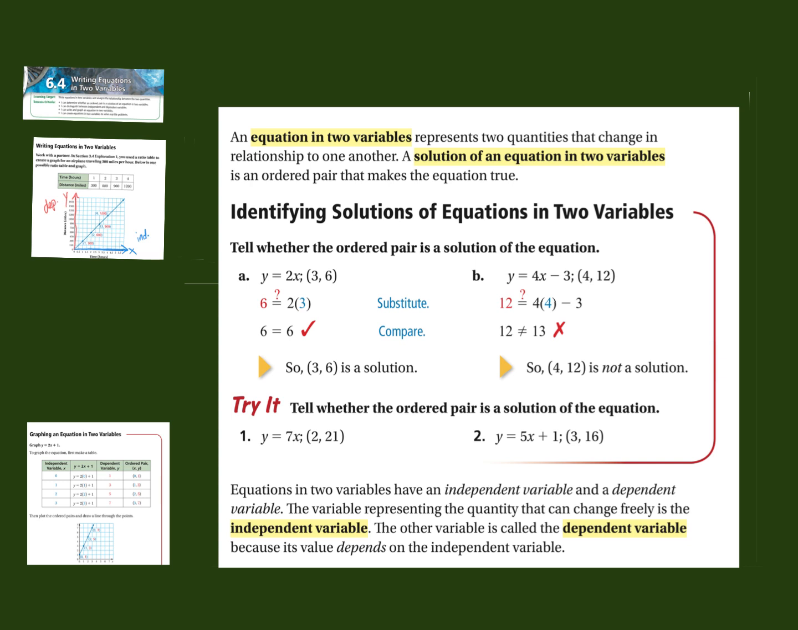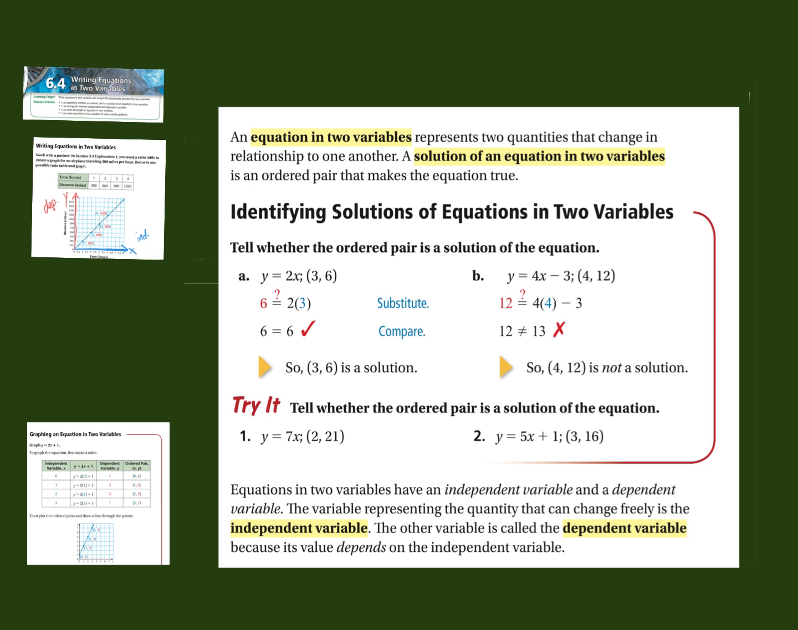It means that I'm going to change this, and then the y value is changed after. Okay, or the y depends on the x. And so the y is that dependent variable. So this would be my dependent variable, and then the x is my independent.